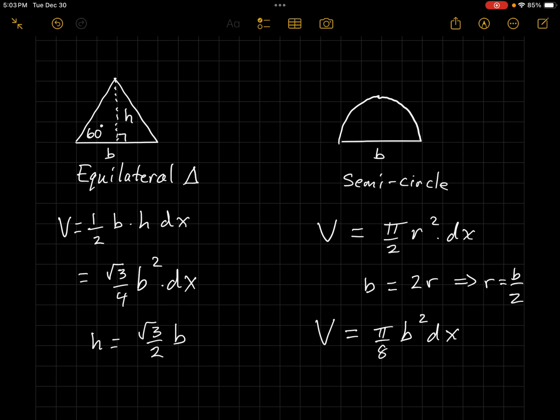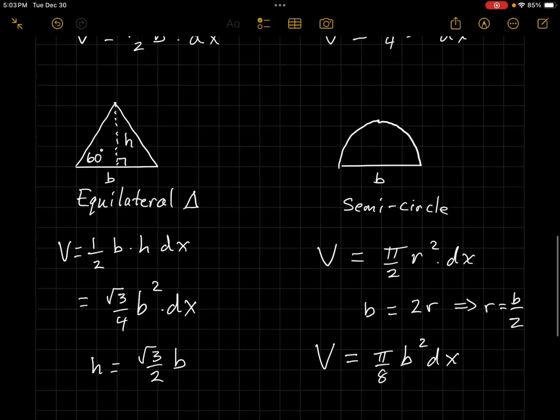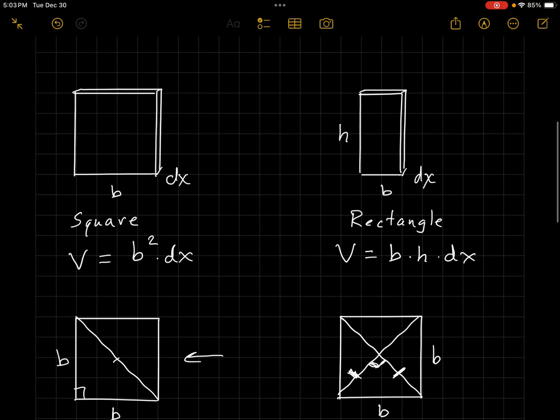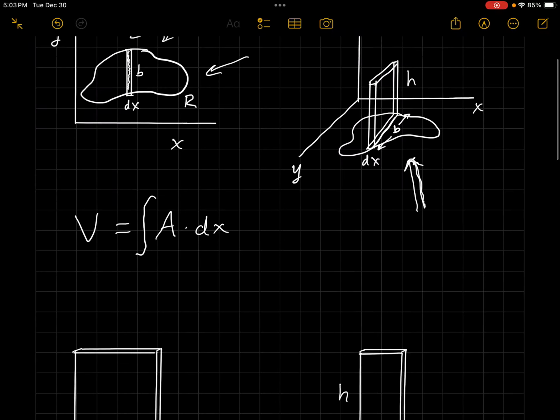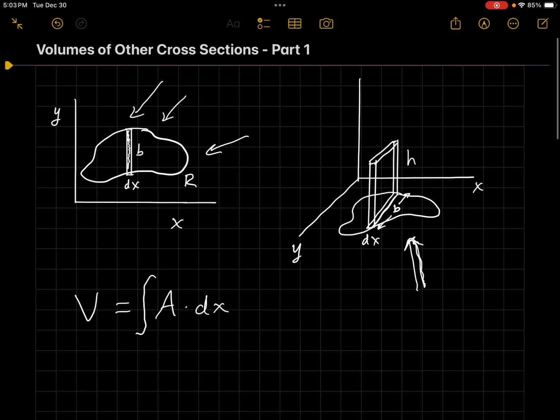So in the next video, we're going to take regions that are the base of a three-dimensional solid, and we'll use various shapes that we've shown here to find the volume of our three-dimensional shape.